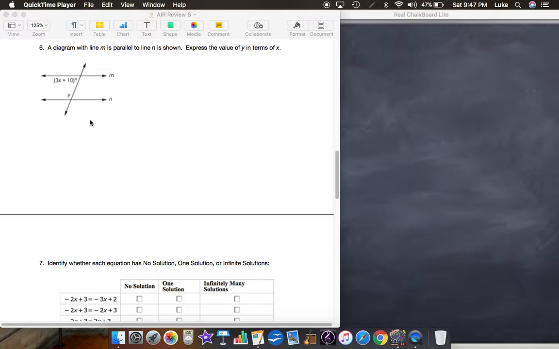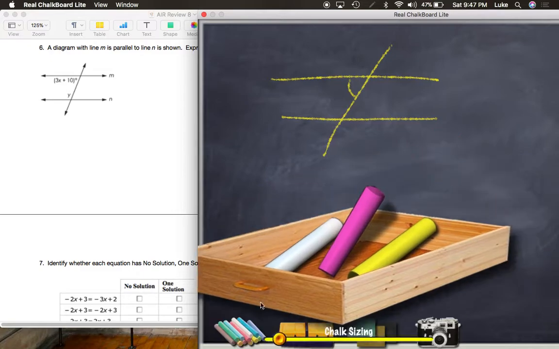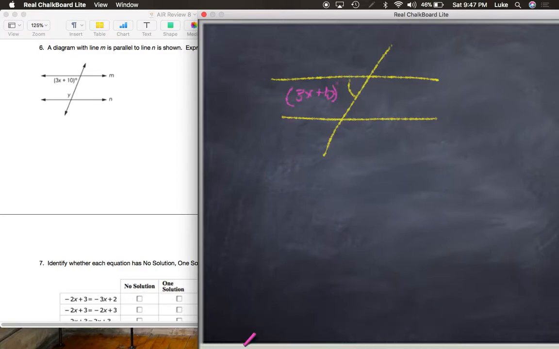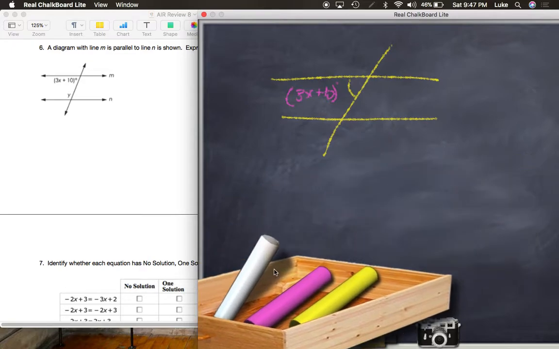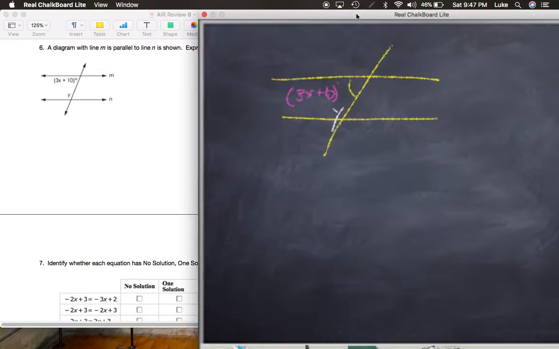Now, I'm going to be talking about a couple of rules that are true in geometry that many of you guys may not have heard before, so this is probably new stuff. So let me redraw this. We have our parallel lines, and I know it's not perfect, and then we have this line going through them, and we have this angle right here they gave us as 3x plus 10 degrees. And then we have this angle here that they gave us just as an unknown y.